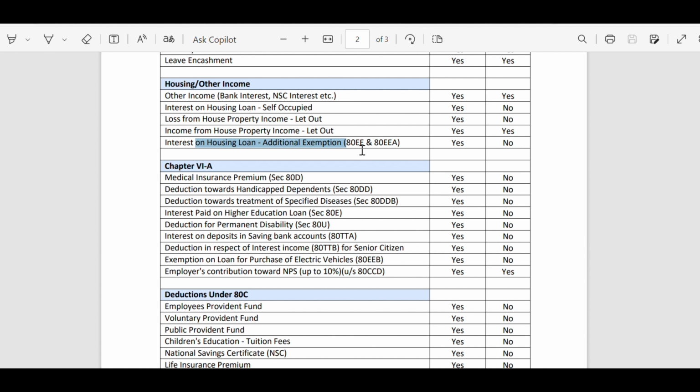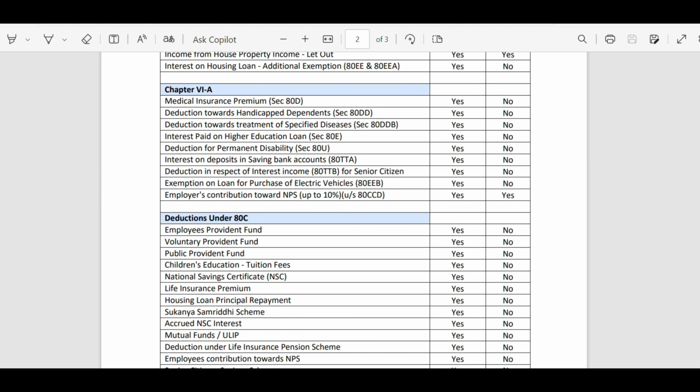Interest on housing loan, additional exemption under section 80EE, 80EEA. You can also claim this. There are multiple rules regarding this 80EE. Please go to Google and you will find it helpful. If you purchase your home between 2014 to 2019, et cetera, there are so many rules. You can just go ahead.